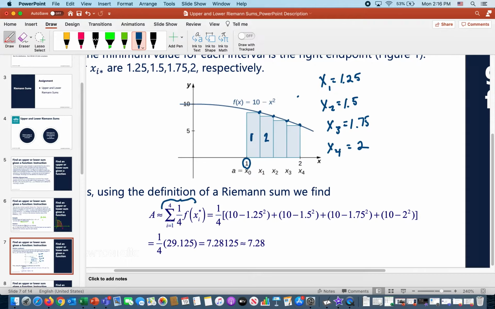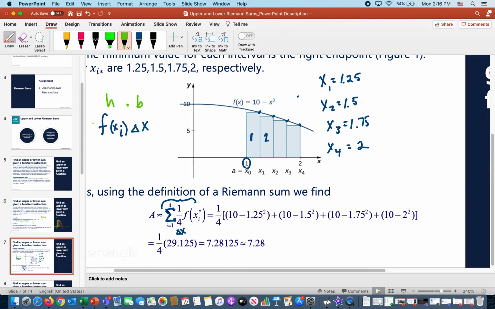So notice what we have as our Riemann sum. We've got the sum, that's sigma, the sum from i equals 1 to 4 of 1/4, right? So this is delta x times f of x sub i. So if you look at this, f of x sub i times delta x, f of x sub i is the height of the rectangle and delta x is the base of the rectangle. So we're going to add the areas of all these rectangles, okay?